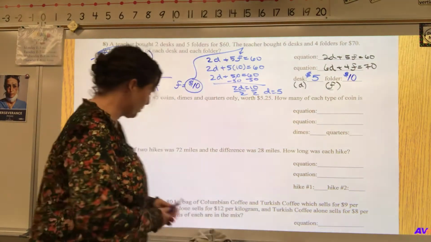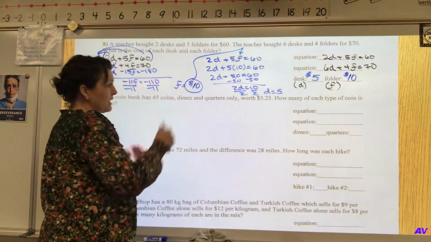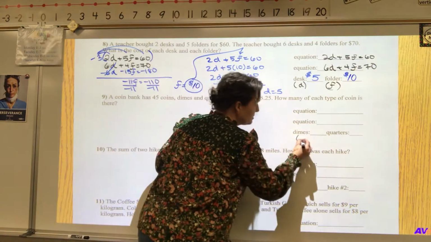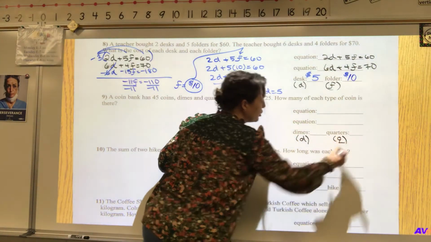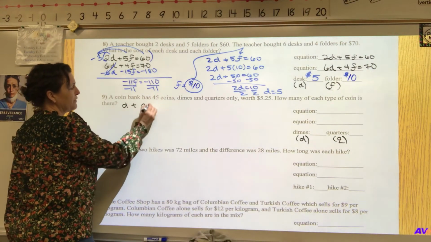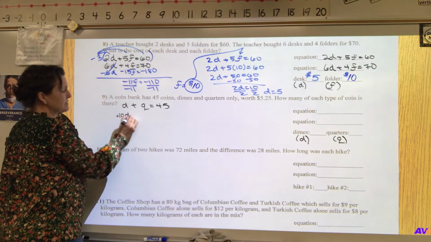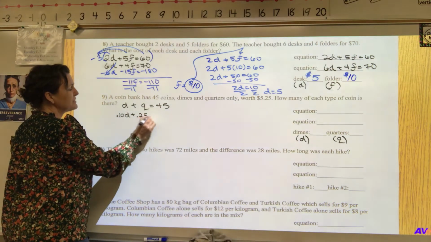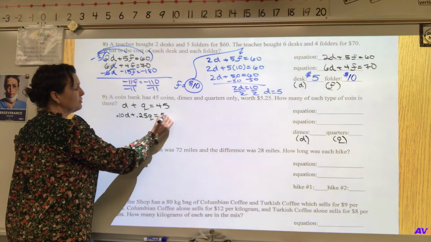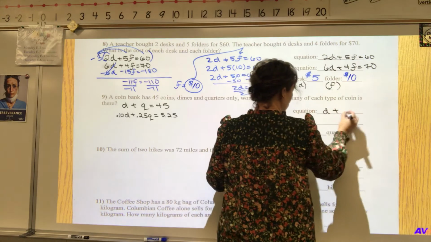This is the dimes and quarters one. This one is also set up for elimination. So dimes is D and quarters is Q. We have dimes and quarters, we have 45 of them. Dimes are 10 cents, quarters are 25 cents, and we have $5.25. That should go written over here where the equations are.